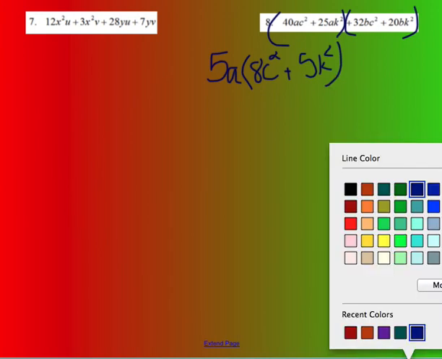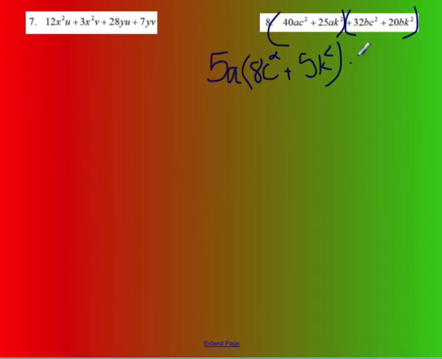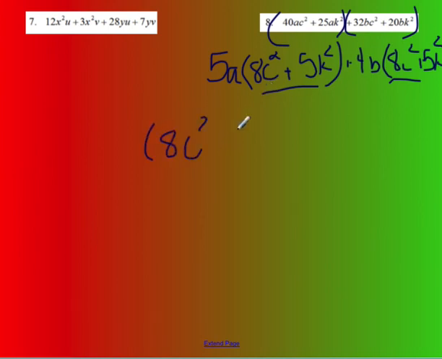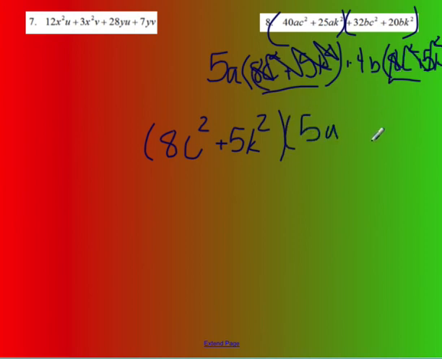Between 32 and 20, I can take out a 4. So I'm going to take out a 4, and I notice that each term has a b, so I can also take out a b. 32 divided by 4 is 8, and then we're going to have the c squared. 20 divided by 4 is 5, and then we're going to have the k squared. I apologize, I kind of ran out of room there. So we notice that our leftovers are matching. So I can go ahead and factor those out. So I have 8c squared plus 5k squared. And then when I cancel out those leftovers, I'm going to write what's left after that, which is going to be 5a plus 4b. So that right there is your final answer.